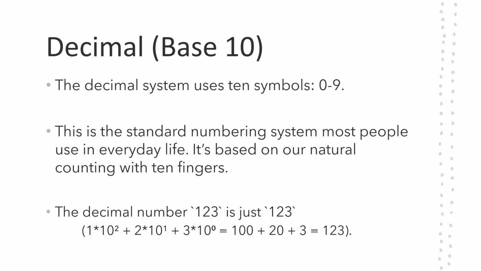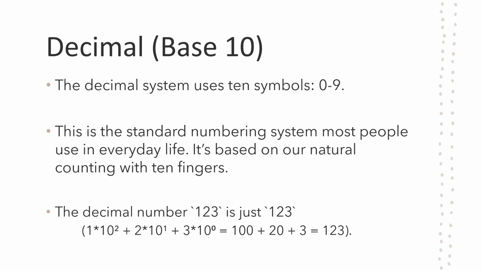All right, for our next one, we're going to talk about decimal, base 10. Fairly easy to understand because the decimal system is using your 10 symbols: 0, 1, 2, 3, 4, 5, 6, 7, 8, 9. That's your only possibilities here. So it's a standard numbering system that most people use in everyday life. It's based on our natural counting with 10 fingers. However, keep in mind that we're starting with 0.